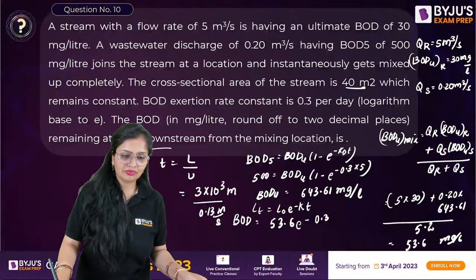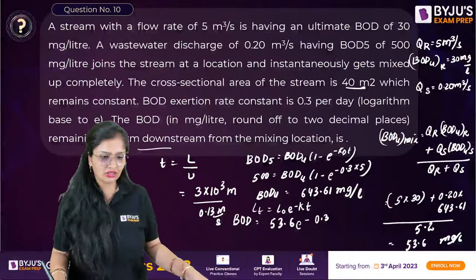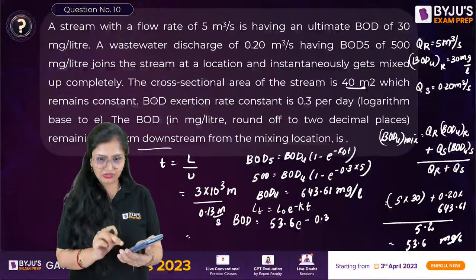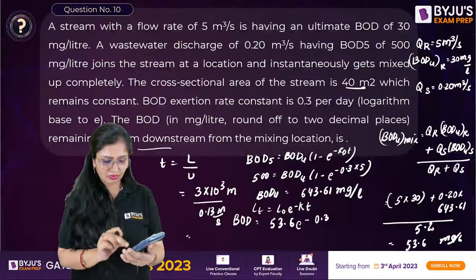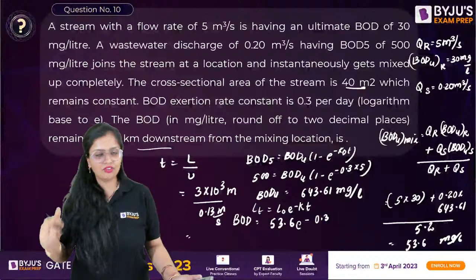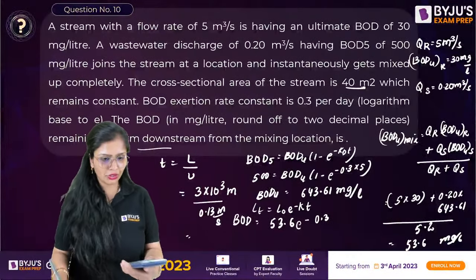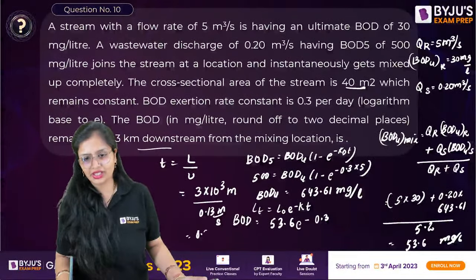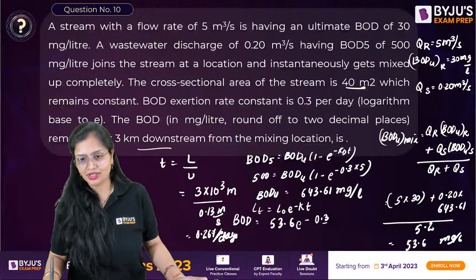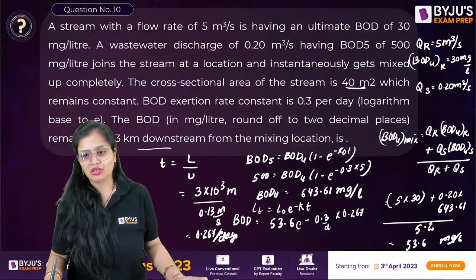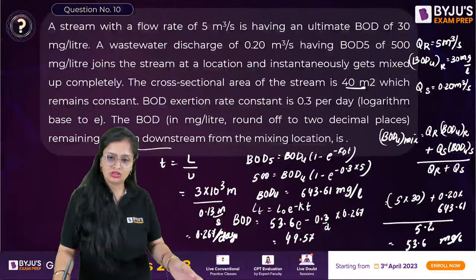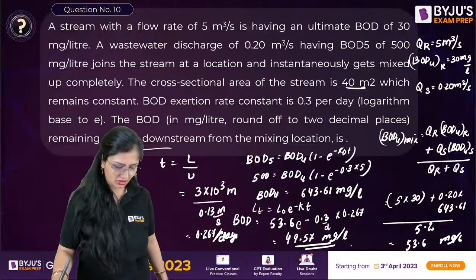Now time is 3000 divided by 0.13 meters per second. Convert seconds into days, and you will get the answer. Come on guys, fast. For converting seconds into days, you have to divide by 86400. It will come out to be 0.267. 0.26709 it is coming, technically per day. This will be in days. So 0.267. Solve it, you will get the answer.